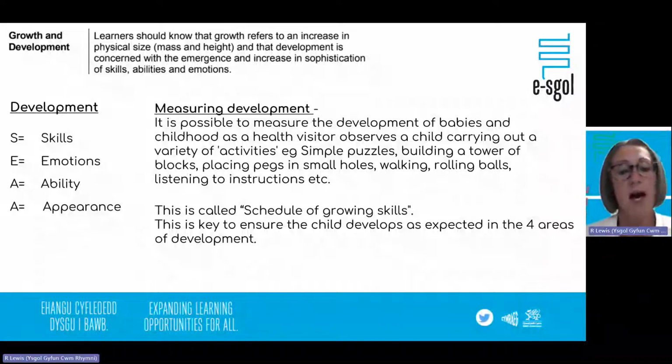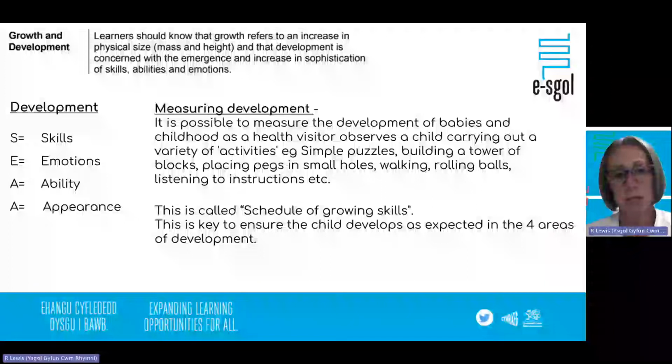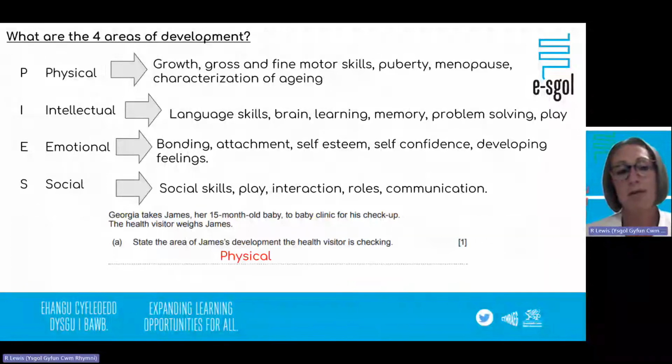So there are 4 areas of development. The previous slide helped you to understand the meaning of development, that would be our skills, emotions, abilities, and appearance. And now we need to look at the 4 areas of development.